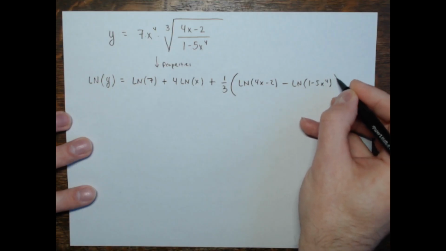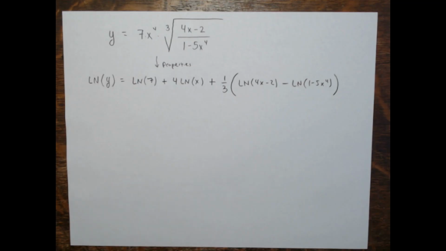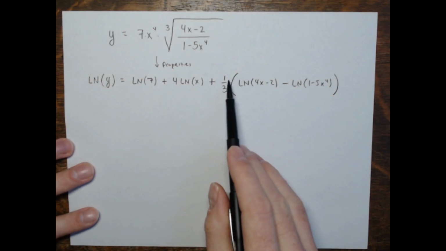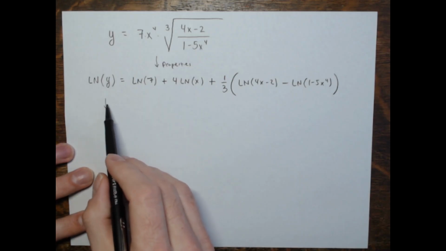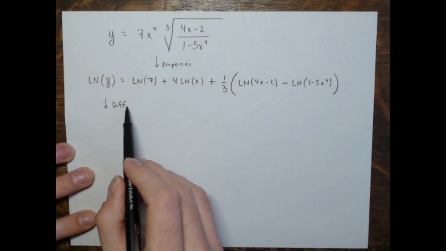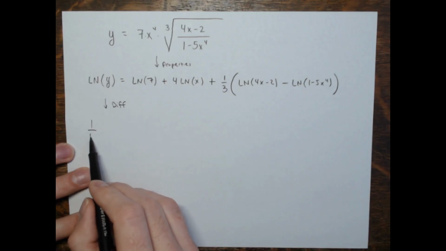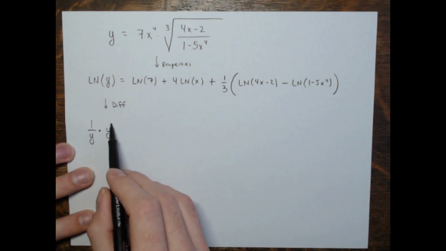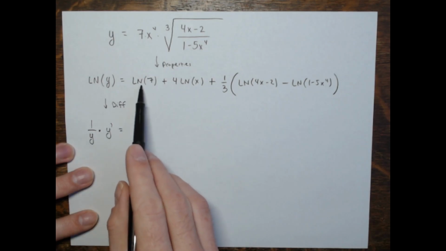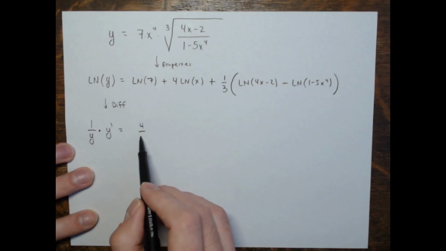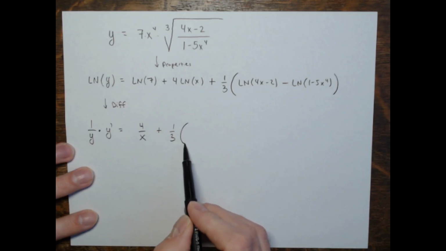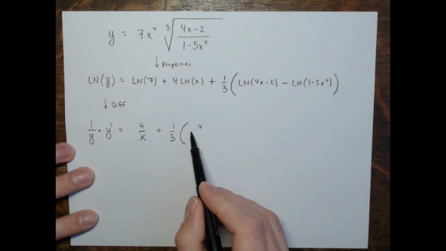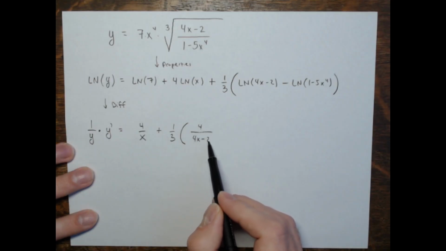So again, I'm just assuming you are decent at properties of logs, hopefully. Now I could also distribute this 1/3, but I'll leave it the way it is. So now we differentiate with respect to x. We get 1 over y times y prime again over here, chain rule. And then 0 plus 4 over x plus 1/3 times 4 over 4x minus 2.